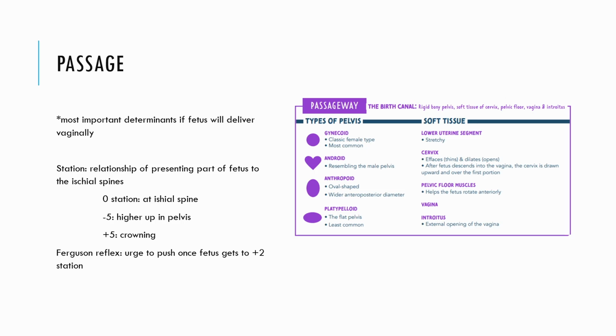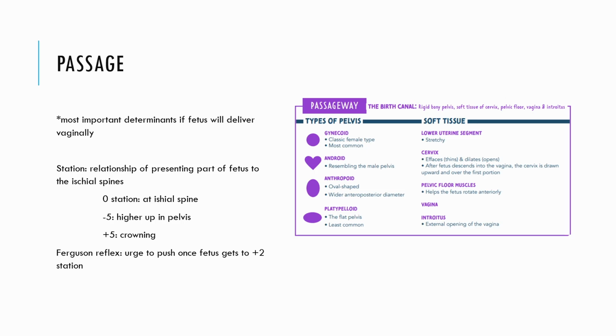Other things we look at with the passage or passageway is the fetal station, and this is the relationship of the presenting part of the fetus to mom's ischial spines. In class, I will bring a pelvis for you to see, and I'll show you what the ischial spines are. But if that presenting part is right at the ischial spine, this baby's at 0 station. If it's higher up in the pelvis, it hasn't reached the ischial spines yet, they're negative numbers. So -1, -2, -3.